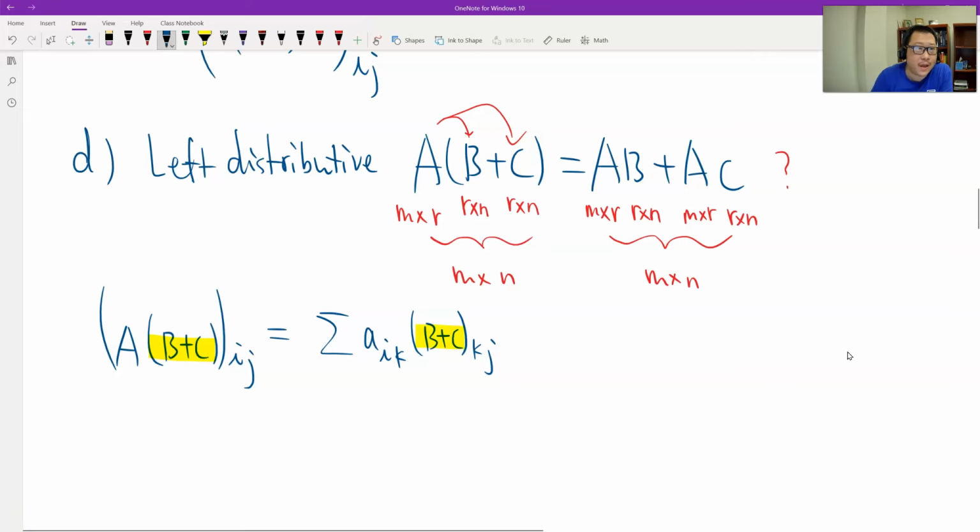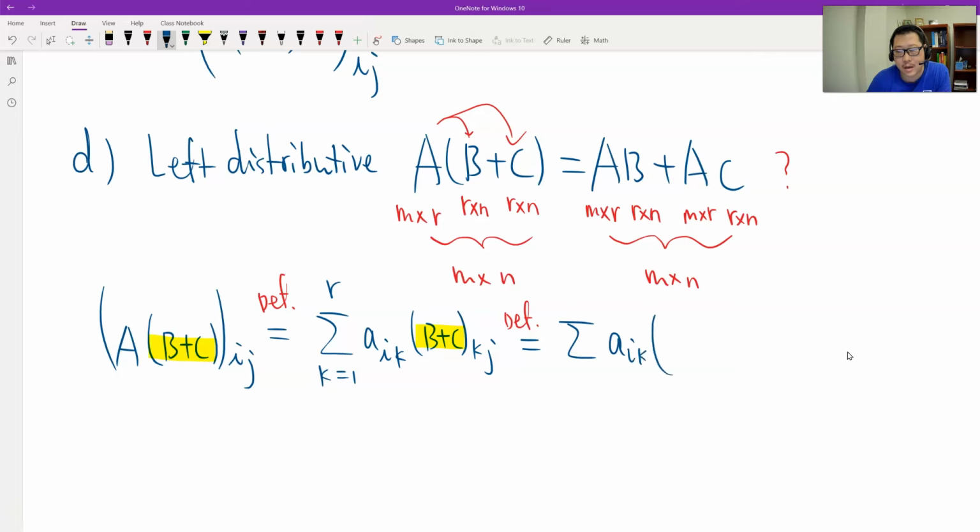See, this is a matrix, and then the index K is the column of A, right? So from the first column to the rth column. And then one more step. By the definition of multiplication, and then by the definition of addition, we have A_IK times (B_KJ plus C_KJ), with the index K from 1 to R.